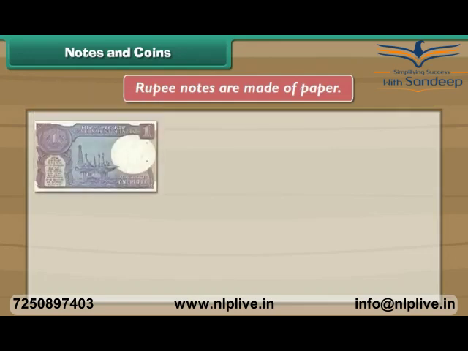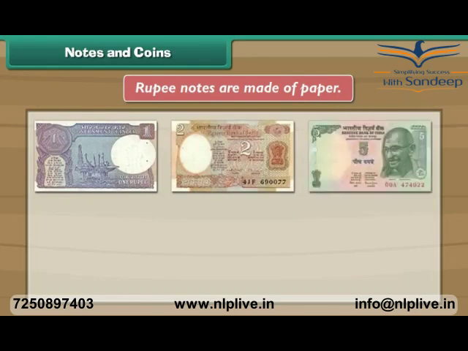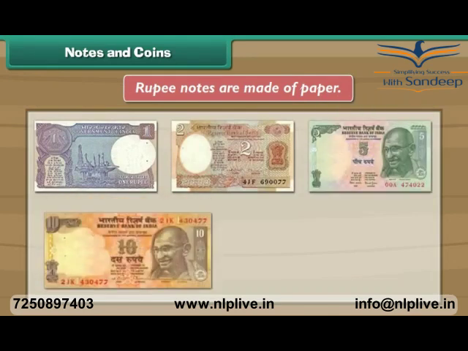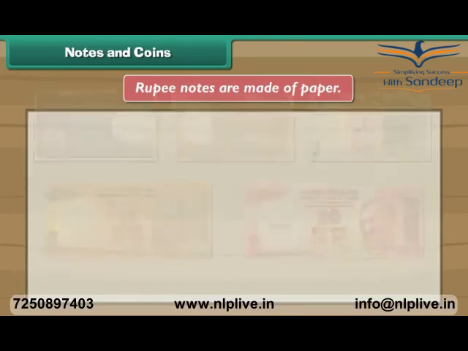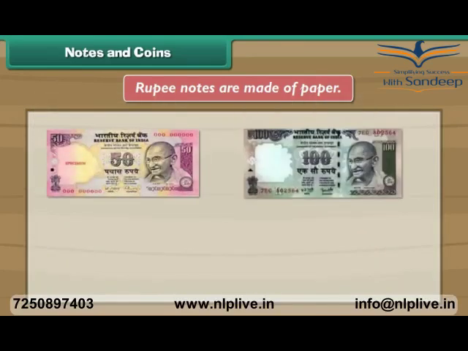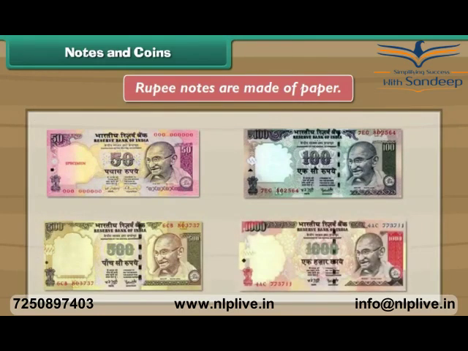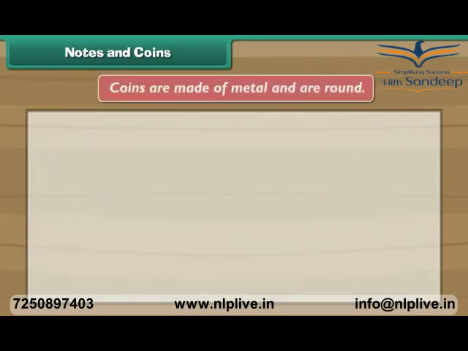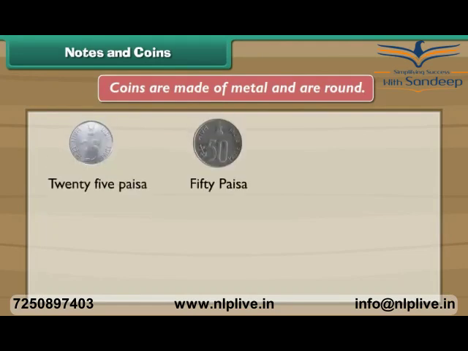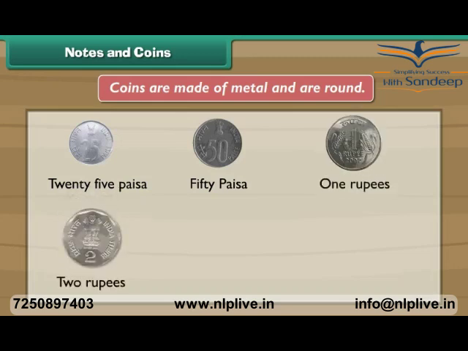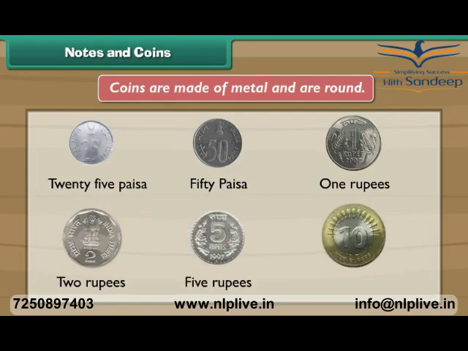There are 1, 2, 5, 10, 20, 50, 100, 500 and 1000 rupee notes. Coins are made of metal and are round. There are 25 paisa, 50 paisa, 1 rupee, 2 rupee, 5 rupee and 10 rupee coins.